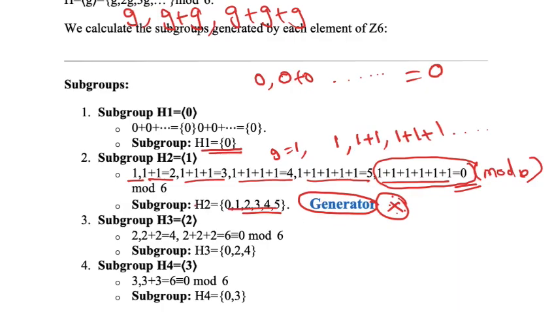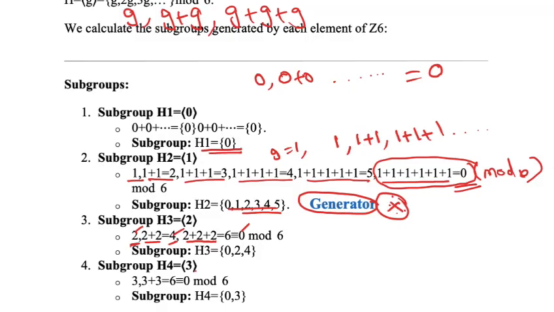Similarly, the next element, H3, is generated by 2. So G equal to 2. First G is 2, then 2G, that is G plus G, is 4. Then 3G, 2 plus 2 plus 2, is 6, which is equal to 0. So what are the elements in the subgroup? 0, 2 and 4 are the elements in the subgroup.